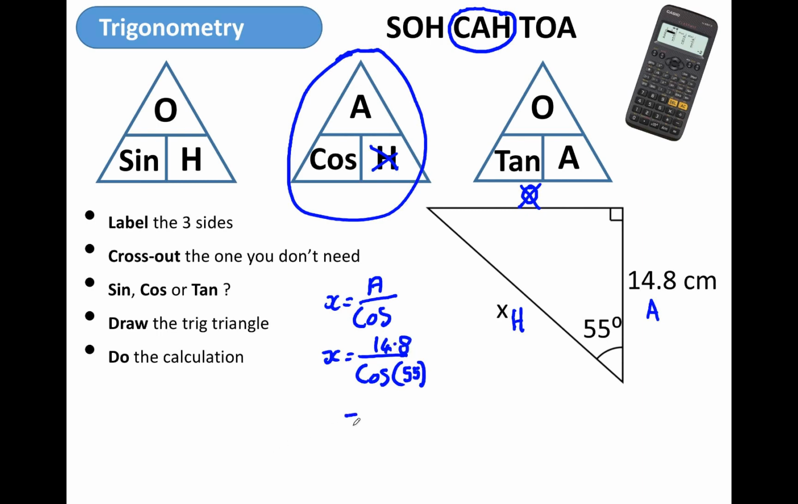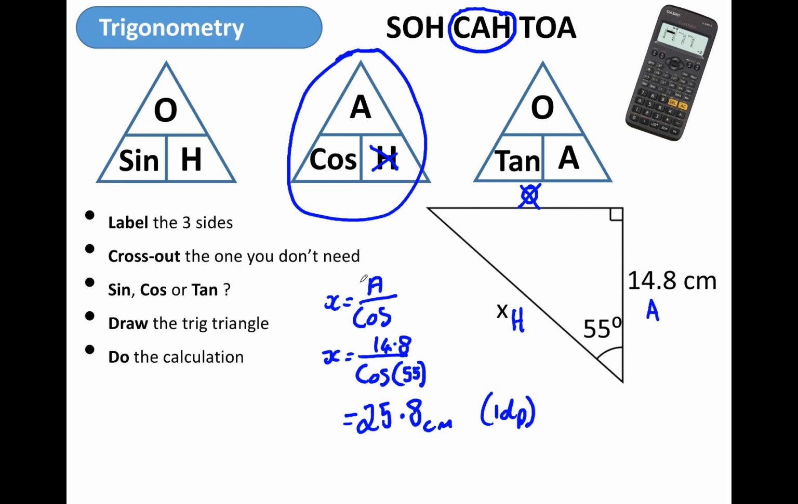Okay, now I'll go across to my calculator, I'll put it in, 14.8 divided by cos of, and then make sure you put the angle in, 55. I need to shut my bracket, and to 1 decimal place we have got 25.8 centimeters, and that was to 1 dp.